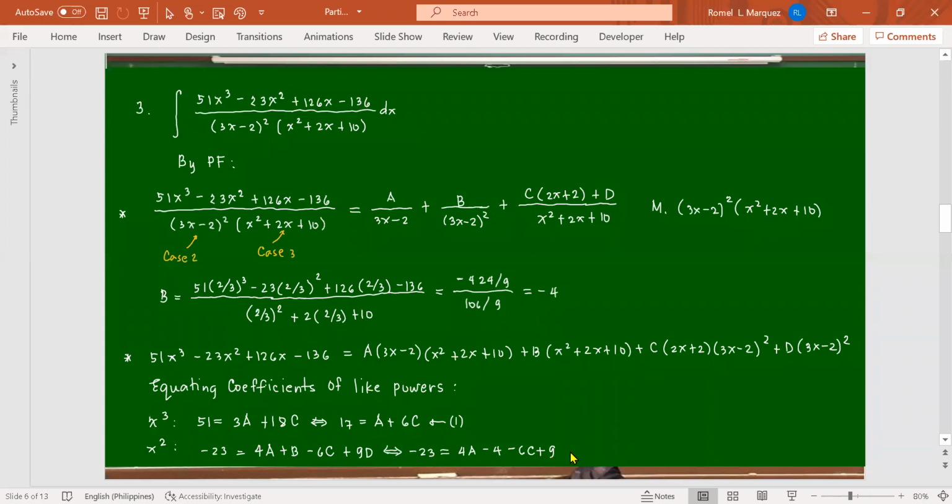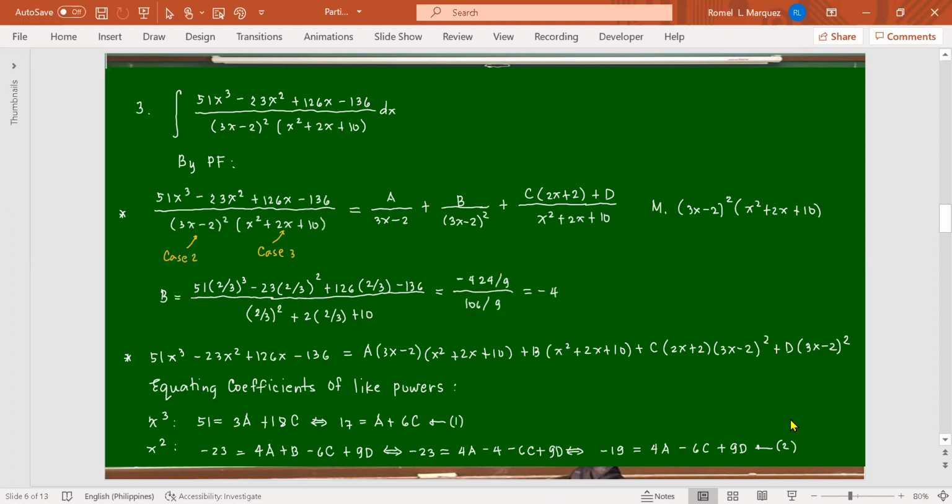And this can still be simplified further into negative 23 plus 4 is negative 19. Okay? So that's negative 19 equals 4a, then minus 6c plus 9d. So this is 9d. I forgot to write the d. So this is equation number 2.